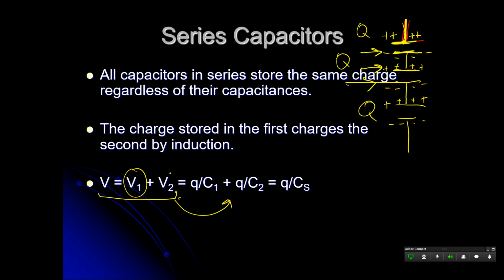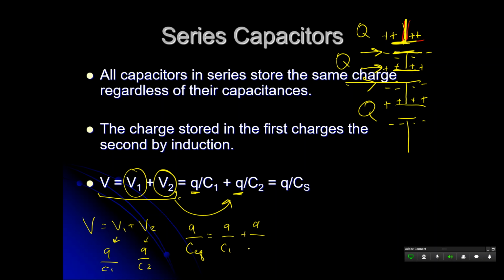Because each voltage is going to be equal to some charge Q over its capacitance. So let me just write that here. V is equal to V1 plus V2. Each V is going to be equal to Q, and it's always the same Q, over the specific capacitance. And so if I have an equation that looks like this, Q over C equivalent is equal to Q over C1 plus Q over C2 plus Q over C3, et cetera. Well, I can cancel all my Q's.